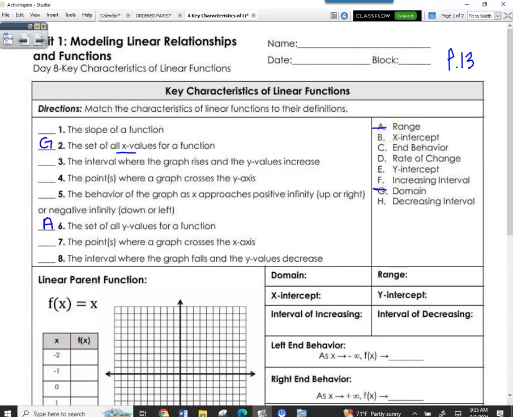The points where a graph crosses the x-axis. What? X-intercept. Makes sense, right? It's intercepting the x-axis. B. So then what is the point, I'm going to back up, where the graph crosses the y-axis? Y-intercept, right? Where it's intercepting the y-axis. So that would be E.